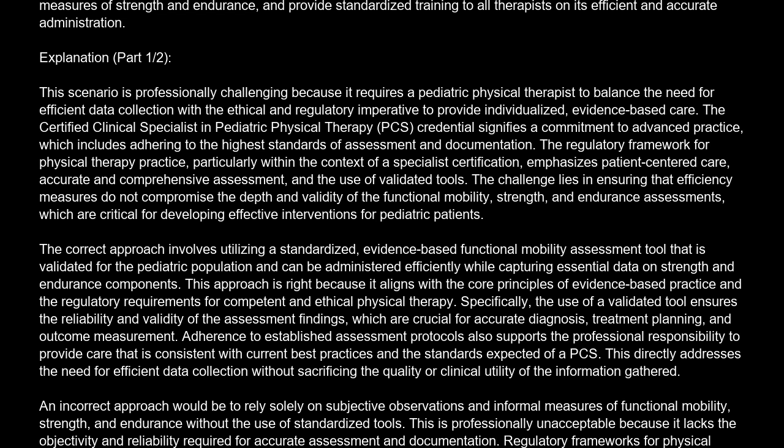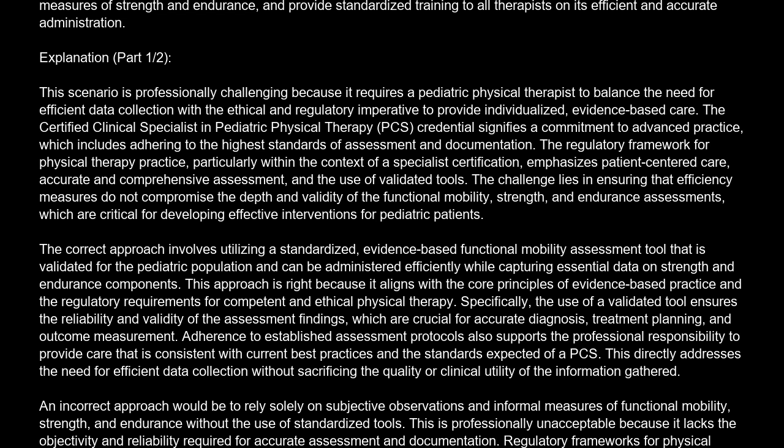This approach is right because it aligns with the core principles of evidence-based practice and the regulatory requirements for competent and ethical physical therapy. Specifically, the use of a validated tool ensures the reliability and validity of the assessment findings, which are crucial for accurate diagnosis, treatment planning, and outcome measurement. Adherence to established assessment protocols also supports the professional responsibility to provide care that is consistent with current best practices and the standards expected of a PCS. This directly addresses the need for efficient data collection without sacrificing the quality or clinical utility of the information gathered.